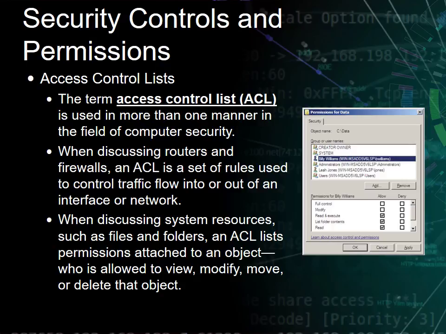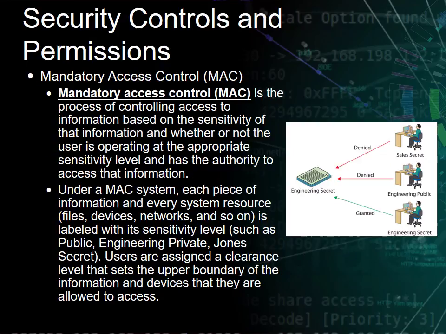When discussing system resources such as Windows, files, and folders, an ACL lists permissions attached to an object: who is allowed to view it, who's allowed to modify it, who can move a file to a different location, or delete it altogether. So access control lists limit what the user can and can't do, or grant access to what a person can and can't do.